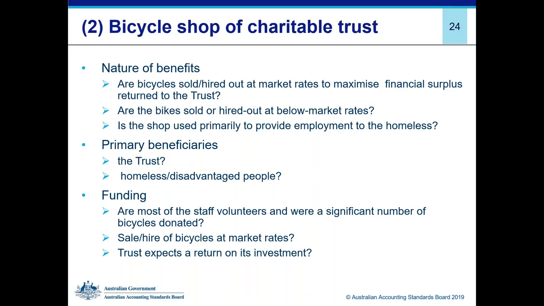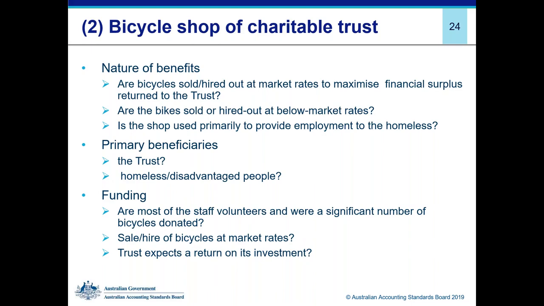Does the sale and hire of bicycles occur at market rates? Does the trust expect a return on its investment? Those factors could indeed suggest a for-profit entity. So as you can see, the example doesn't reach a conclusion. It just raises factors that would need to be considered and classifies those based on the indicators proposed in the exposure draft.